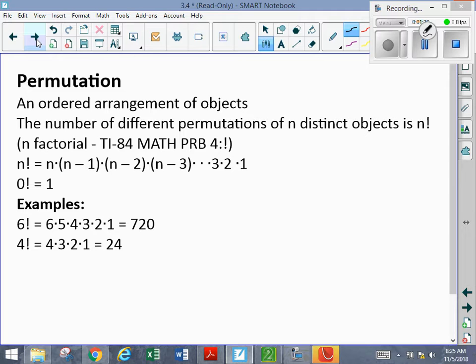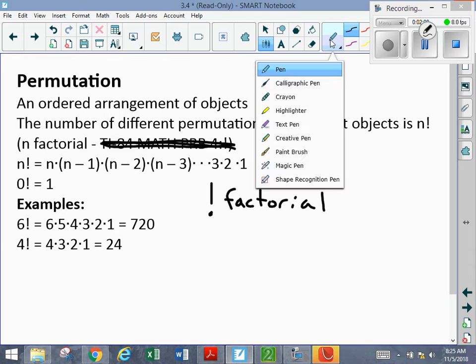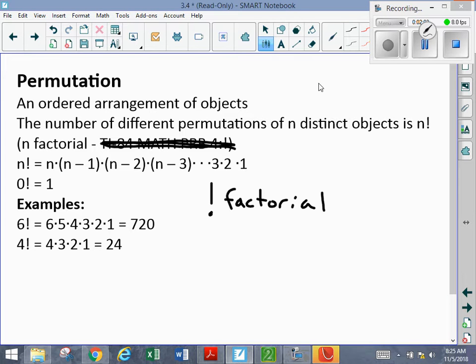All right, so that's what's going on here. We're not going to use the TI-84. Okay. This is crazy, right? So a factorial. This is called factorial. Its name is factorial. That's what it is called.